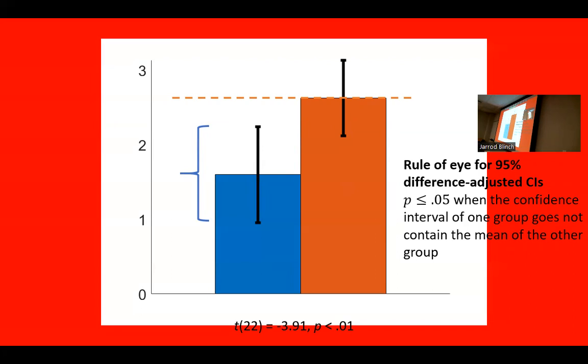I think these are becoming more common. I like to report them all the time, just because it makes things easier for visual analysis.